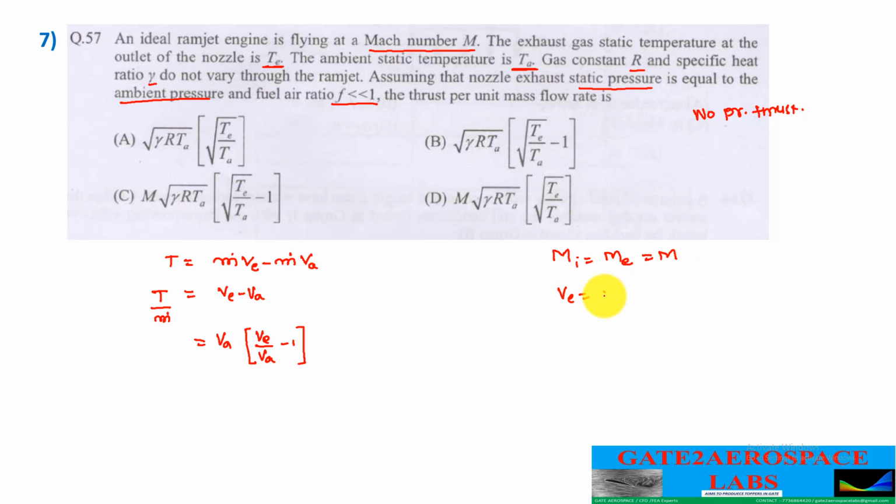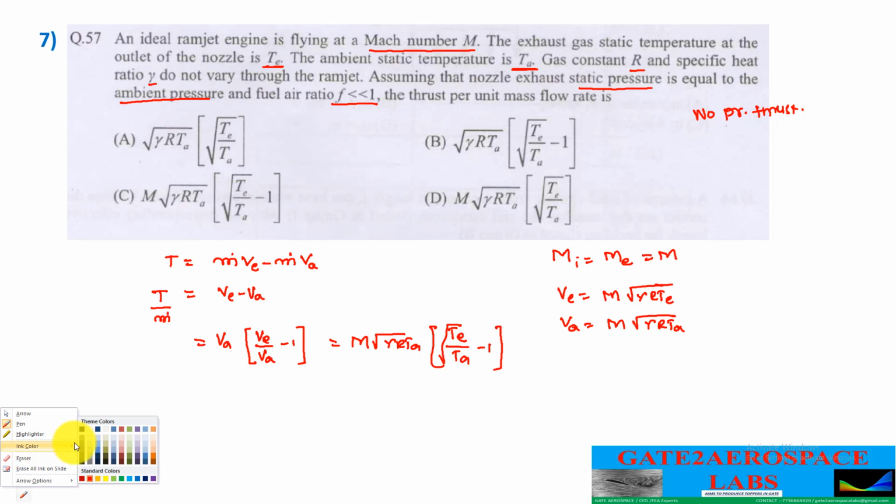So VE will be equal to M root under gamma R TE, and VA will be equal to M root under gamma R TA. If you plug in these values here, you will get root under TE divided by TA, minus 1. Okay, so if you see, this corresponds to our option C.